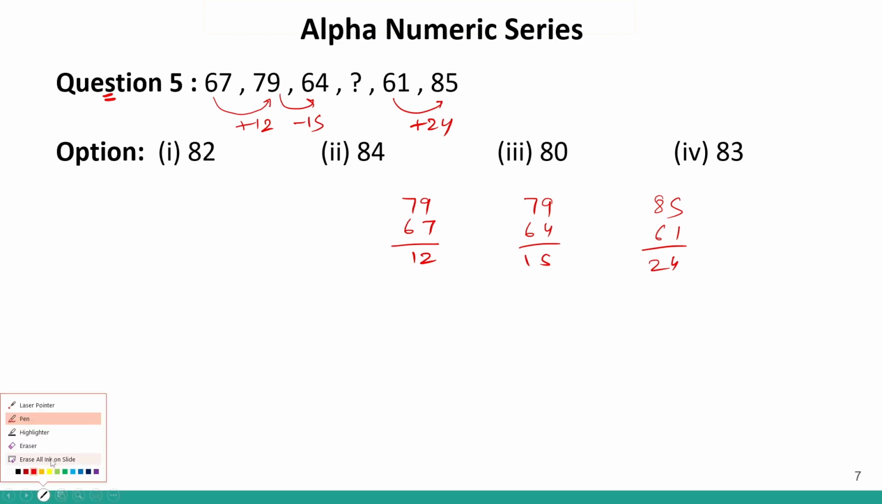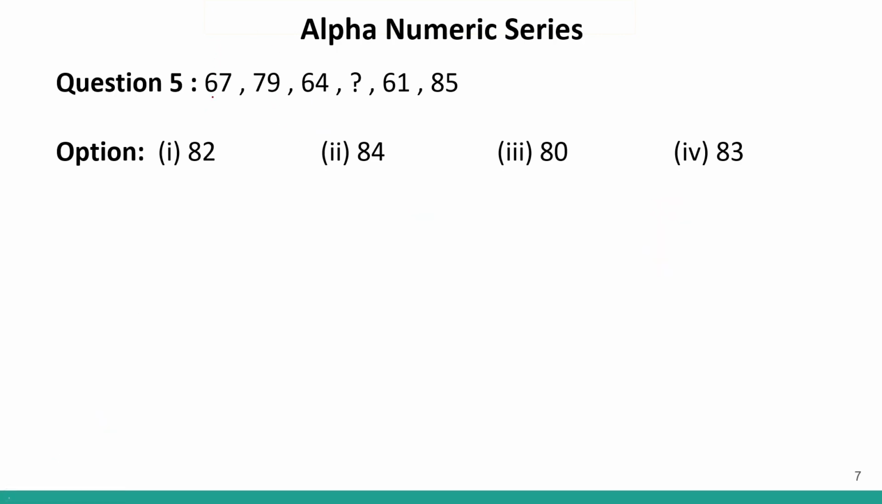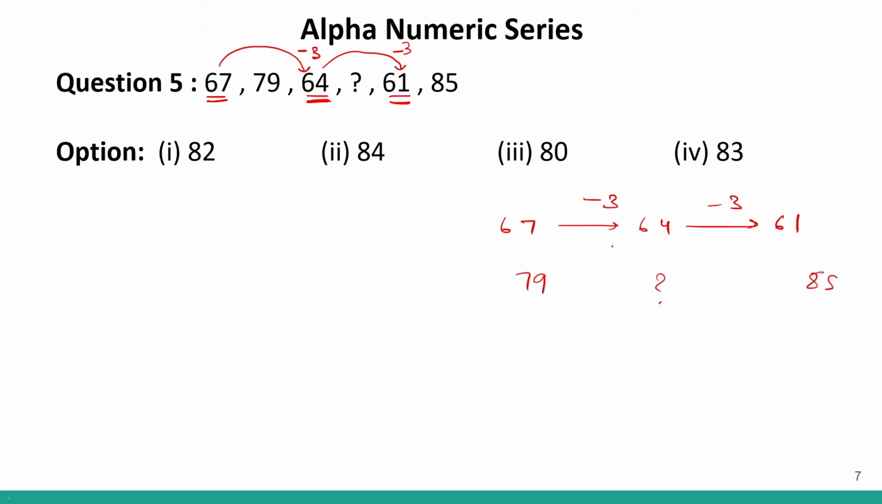So let us try another way. If I see these numbers 67, 64 and 61, I can see a logic. Basically from 67 to 64 it is minus 3 and from 64 to 61 is also a minus 3. Correct? So now maybe we follow the same logic in the second series. This is your first series: 67, 64 and 61. So this is minus 3 and minus 3. The second series is 79, then the missing term and then 85. So this is increasing.